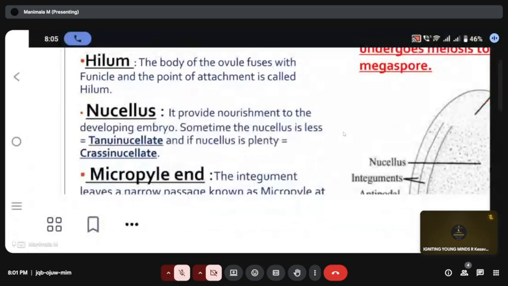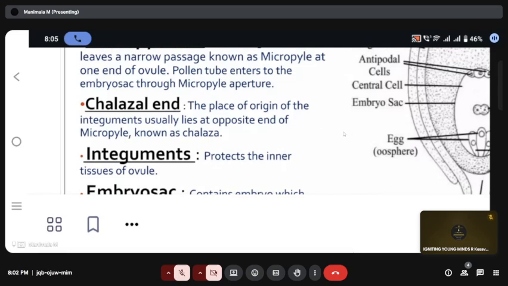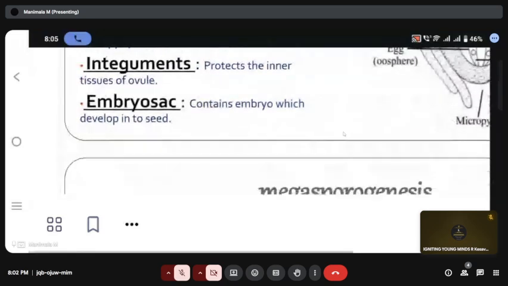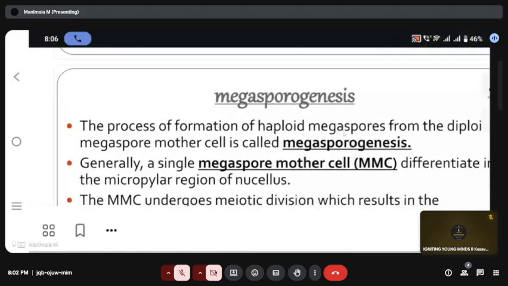Sometimes the nucellus is less, and then it is called tenuinucellate. If the nucellus is plenty, it is called crassinucellate. At the micropyle end, the pollen tube will enter, in the anterior region. At the chalazal end, the nucellus, integument, and funiculus are fused together. The integument, outer or inner, protects the tissue. The embryo sac contains the embryo, which develops into a seed.